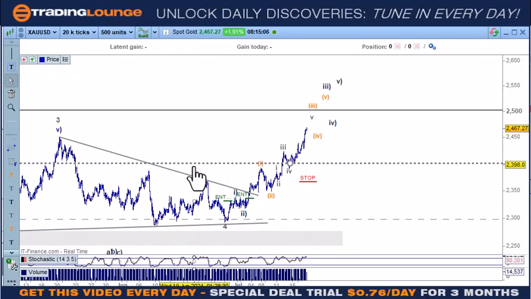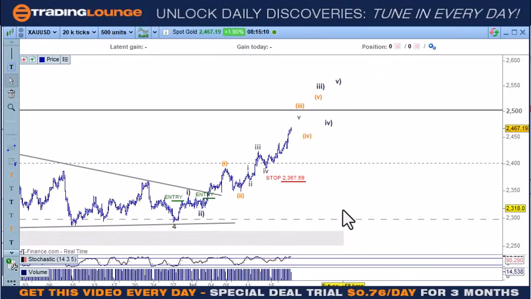And so that's where we are really. So nothing to do here, and then we can have a look at silver.